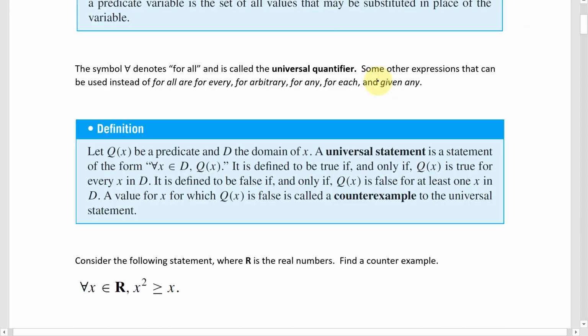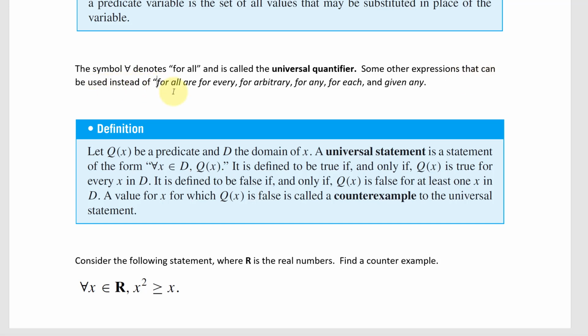Now we have a symbol that looks like an upside down A, and it's the universal quantifier. It denotes the phrase in English where we could say for all. That's typically the way that you would read that, but there are other expressions in English we could use. Instead of the expression for all, you could say for every, for arbitrary, for any, or for each, or given any, like given any real number x, and then some predicate involving the real number x.